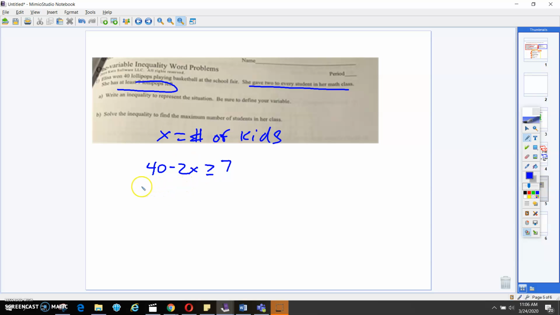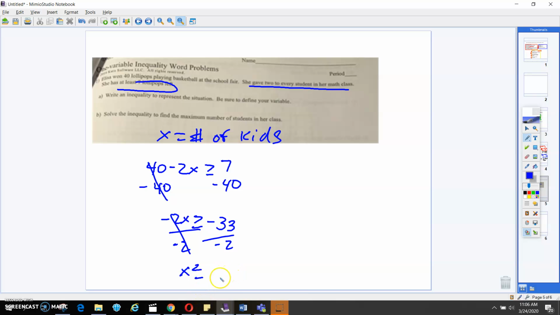So that's going to give us negative 2x is greater than or equal to negative 33. And then I'm going to divide by negative 2 on both sides. So that's going to give me x. When we divide by a negative number, we're actually going to flip the sign. I should have learned that in like 6th grade, but it's a thing. Divide by a negative number, flip the sign, to the other direction. And then 33 divided by 2 is going to be 16 and a half.